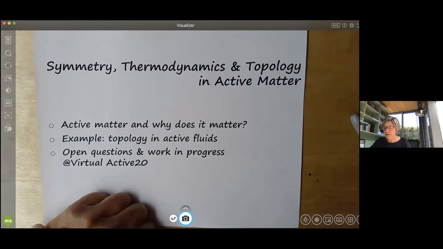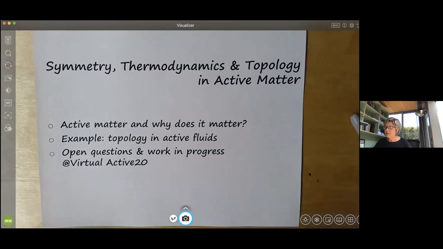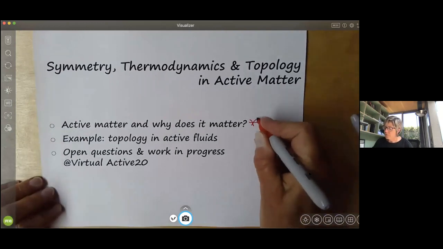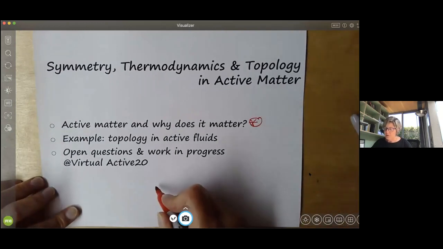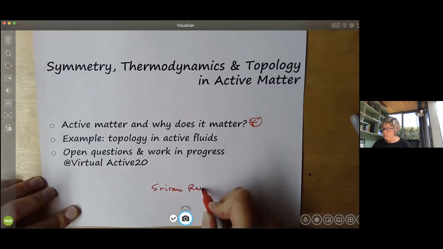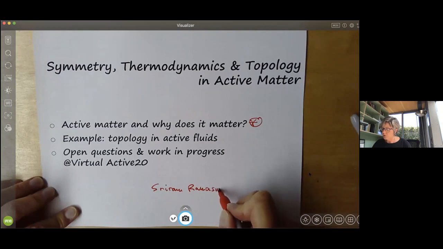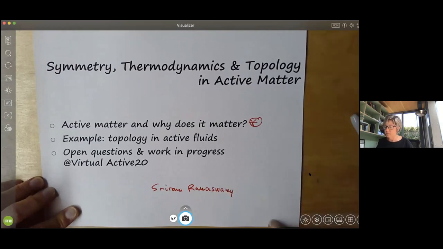First, my title: active matter, and why does it matter? I should make sure to thank my co-coordinator, Sriram Ramaswamy, from whom I actually stole this title. He probably is not attending the talk right now since he's in India. It's pretty late for him.